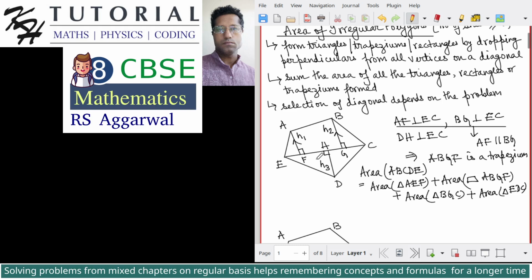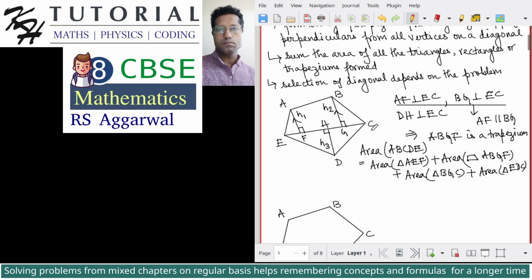But also please note that to find the area of the triangle AEF, we need the length of the base AE. We need the base EF. EF must be known. Also, to find the area of the trapezium, we need the perpendicular distance between the parallel sides, which is FG. So all these distances will be given in the problem. This length we will need. So this is the basic concept of how we calculate the area of an irregular polygon.